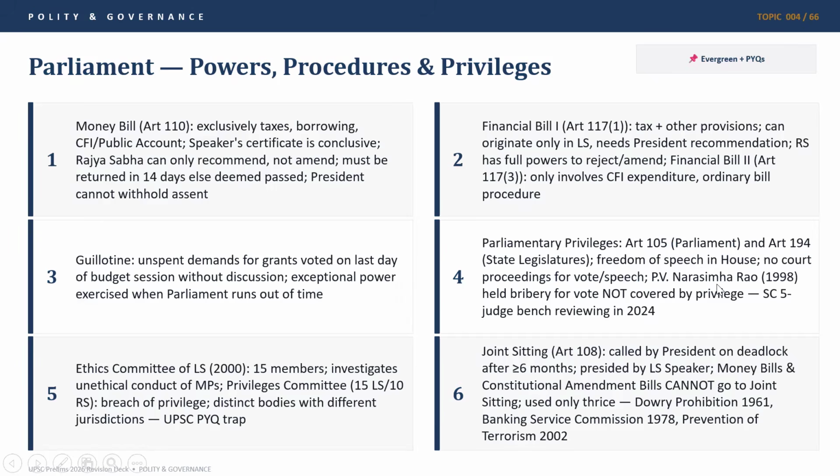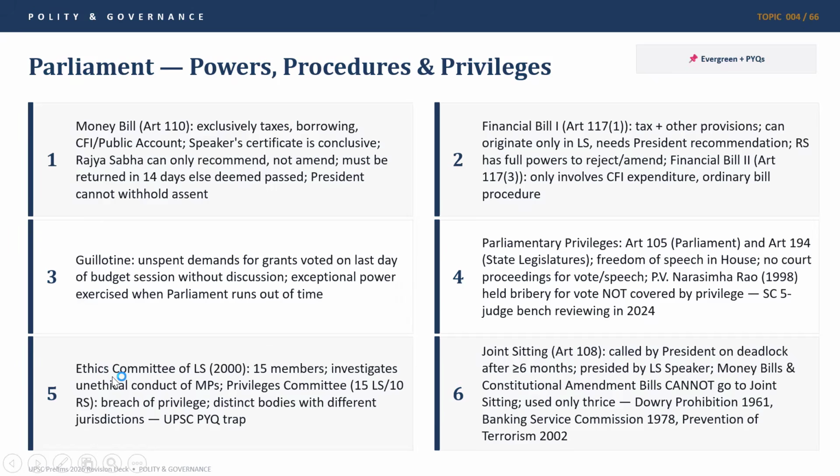But in the PV Narasimha Rao case 1998, it was held that bribery for vote is not covered by the privilege. A Supreme Court 5-judge bench is reviewing it in 2024. So bribery is not covered under the privilege, but freedom of speech and voting in the House is absolute. There cannot be any court proceedings for vote or speech.